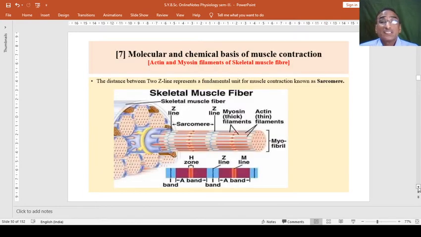So the next, seventh topic of the first unit is the molecular and chemical basis of muscle contraction. Myosin and actin are proteins that we have already seen, and as proteins, they are chemical structures, chemical materials. We know that carbohydrates, proteins, and fats are all chemicals present in the body but playing different roles. So muscles also play a role in the contraction and relaxation of the organs in the body.